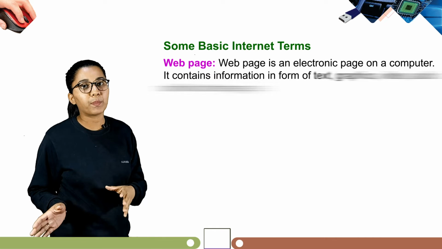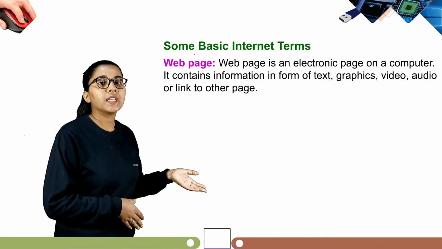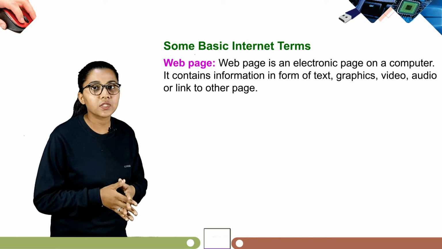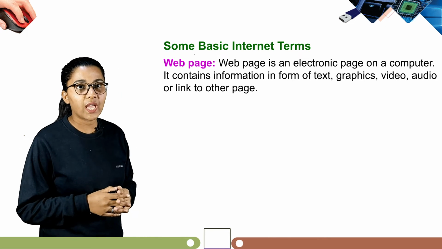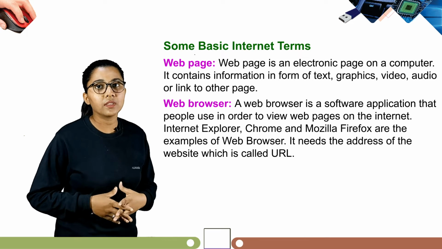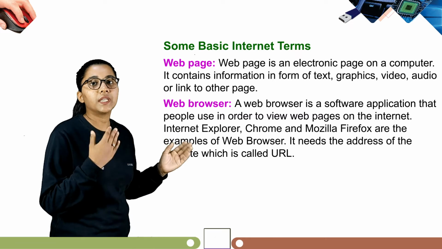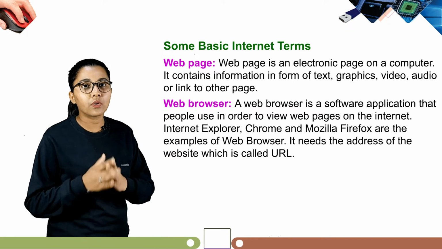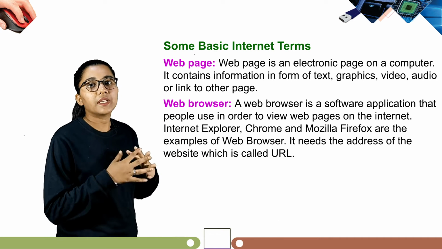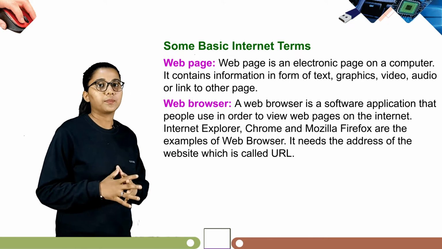Now students, our next topic is some basic internet terms. First is web page. A web page is an electronic page on a computer. It contains information in the form of text, graphics, video, audio or links to other pages. Next we have web browser. A web browser is a software application that people use in order to view web pages on the internet. Internet Explorer, Chrome and Mozilla Firefox are examples of web browsers. It needs the address of the website, which is called URL.